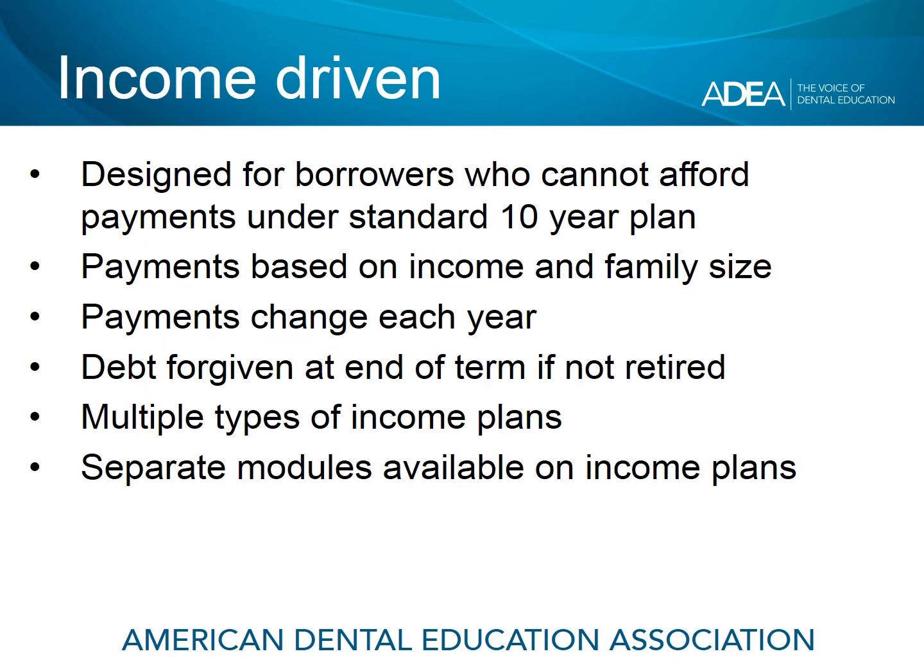Now, the second category of repayment plans for federal student loans are what are called income-driven repayment plans, or IDRs. These are designed for borrowers who cannot afford payments under a standard 10-year plan. Now, very important and something that we get into in much more detail with the separate modules we have on the income plans, very important for you to note that payments with an income plan change every year, and they are based on income and family size.